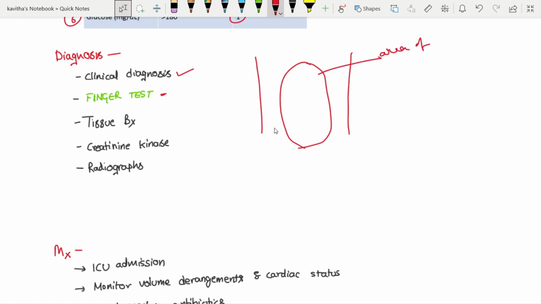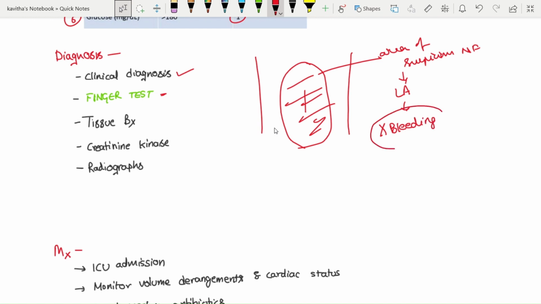area of suspicious NF. First, you have to infiltrate the area with local anesthesia. Then you give an incision of 2 centimeters on the skin up to deep fascia. You should open up to deep fascia. Then you observe for any bleeding. If there is no bleeding, it is one of the signs of necrotizing fasciitis.